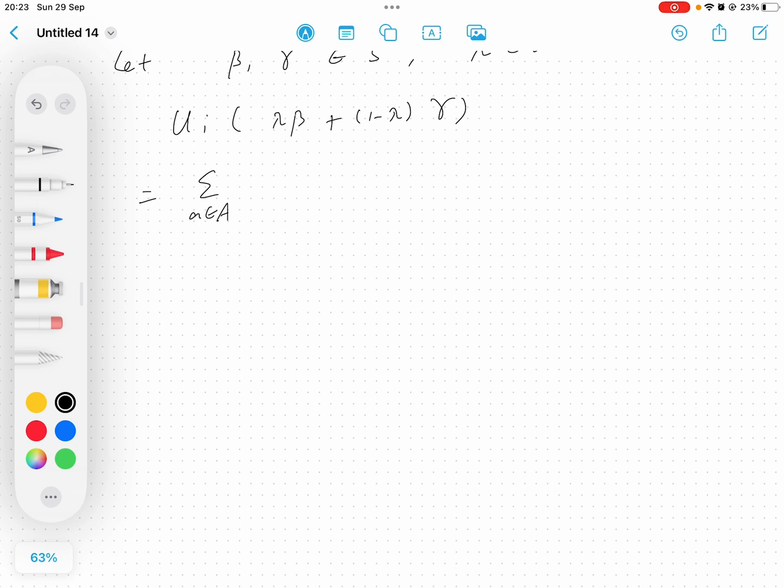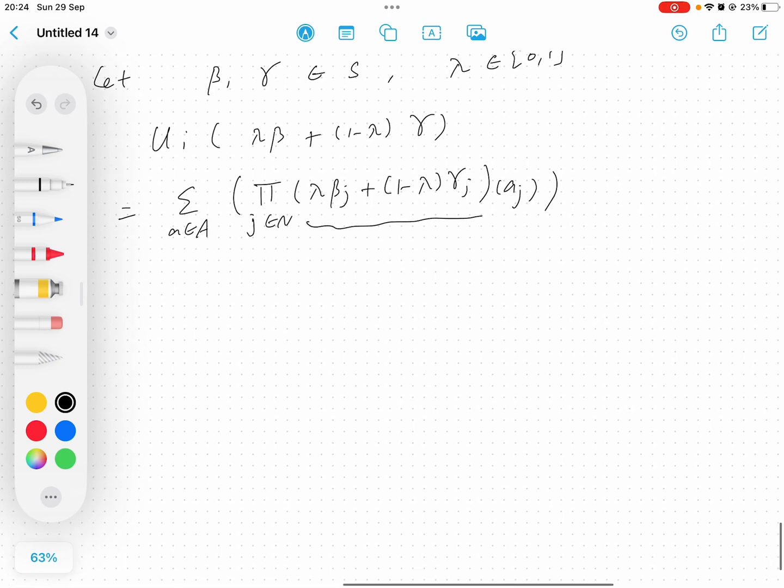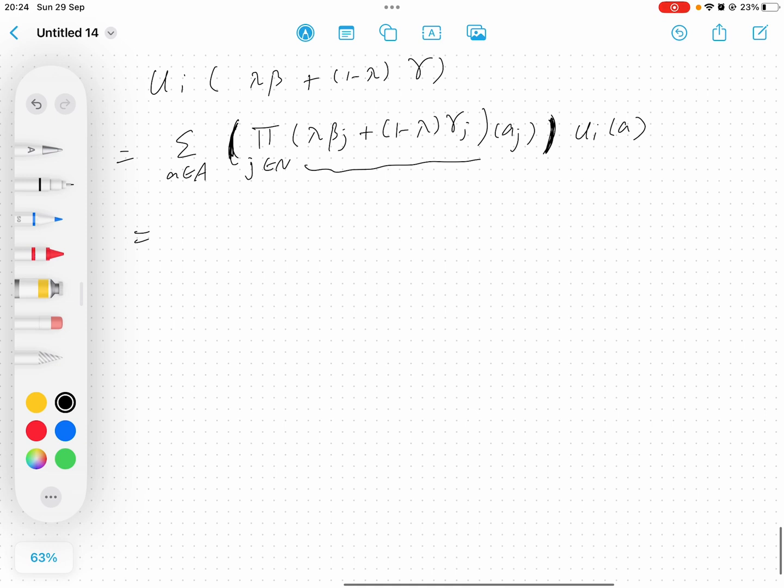So, the summation over all those pure strategy action profiles, times the product of those independent probabilities for all those players j, and what we have is lambda beta_j plus 1 minus lambda gamma_j. So this is a notation of this mixed strategy, or this probability distribution, given some a_j. We don't need to write that, but we just denote that this is the pure strategy a for player j. After that we have this bracket, very important, and then we multiply by u_i of some strategy profile a.